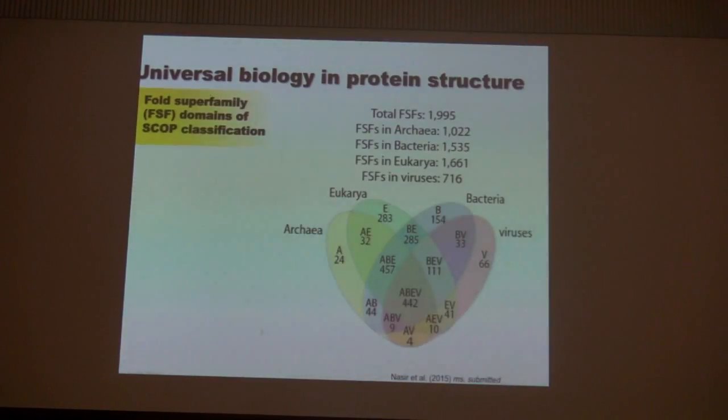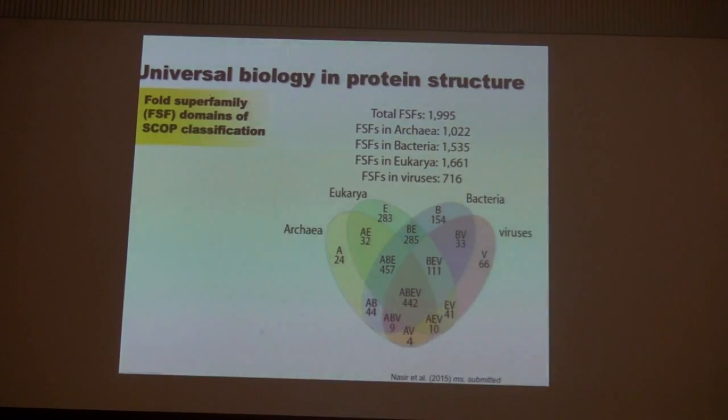And so we've done that analysis, and here we are going to do this analysis with this big data set of 5,000 genomes. There are 1,995 fold superfamilies present in that data set of proteomes. And as you can see, this is a Venn diagram, a 4-way Venn diagram: viruses, bacteria, eukarya, archaea. There are 15 groups that we may call 15 Venn groups.